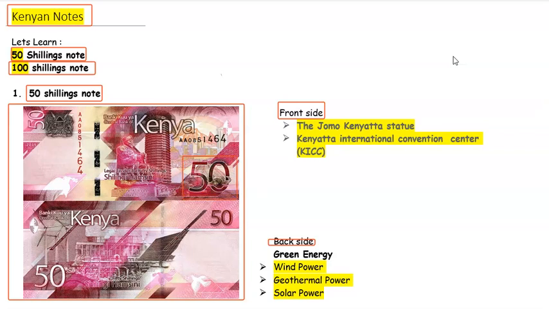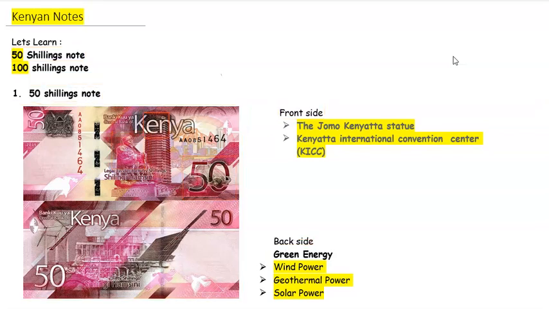The other thing is you look at the images that are there at the front side. We can see the statue of our first president, who is Mzee Jomo Kenyatta. And we have another big building here in Nairobi called Kenyatta International Convention Center, KICC.